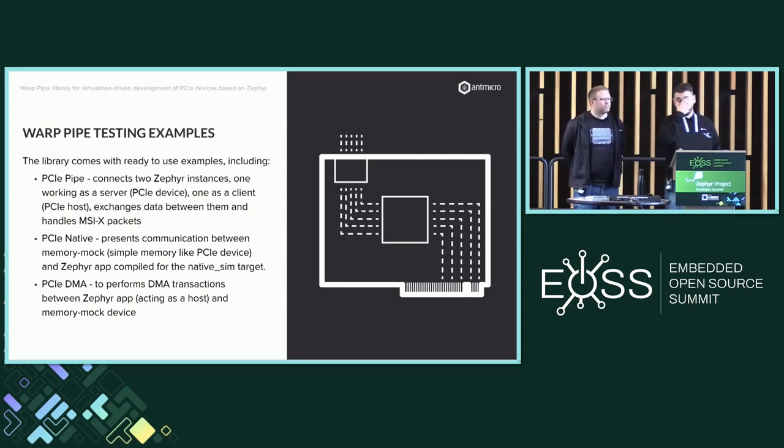Another one just exchanges information between them. Basically, one node, the host, is reading a piece of memory from a simulated PCIe device, and then we have some simulated message signaled interrupts sent back and forth from the simulated PCIe device to the simulated host.